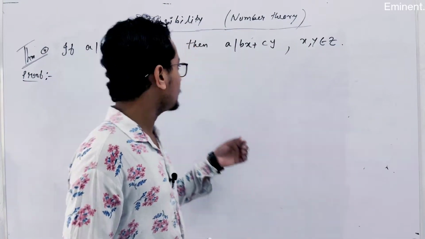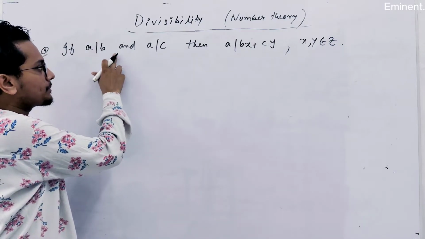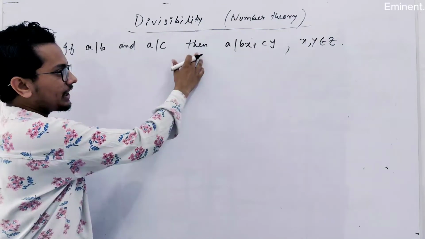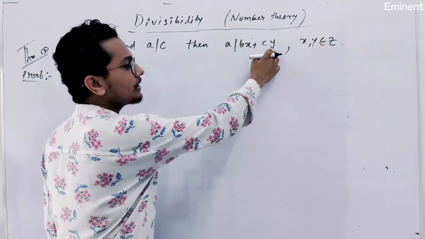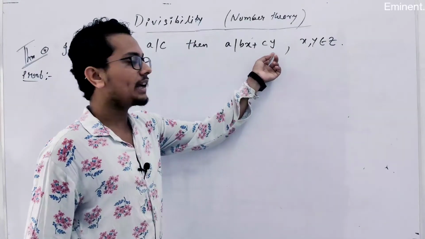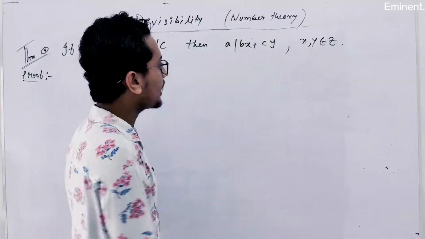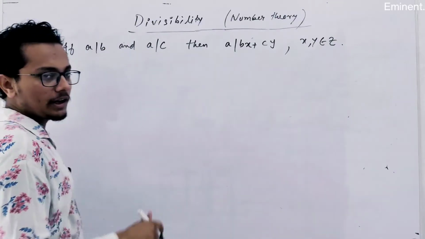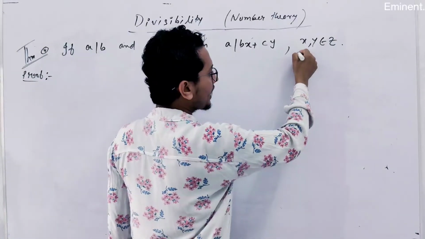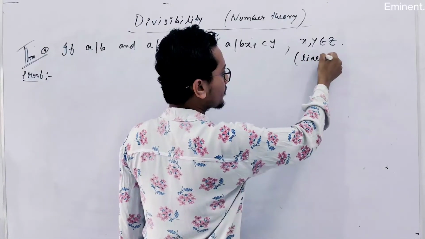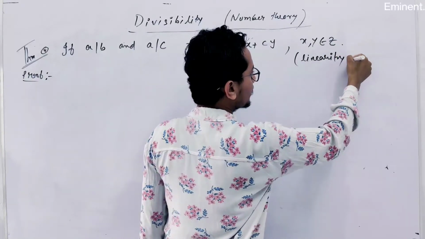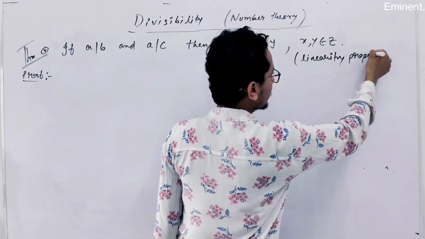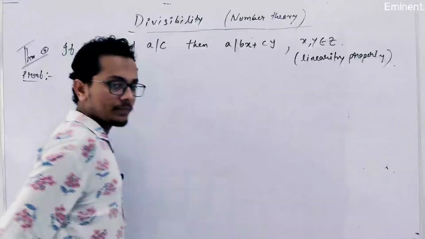Another important theorem is what? If A divides B and A divides C, then A divides Bx plus Cy. Here x and y are any integers. Okay, this theorem or this property is also known as the linearity property. Remember that this is also known as the linearity property.